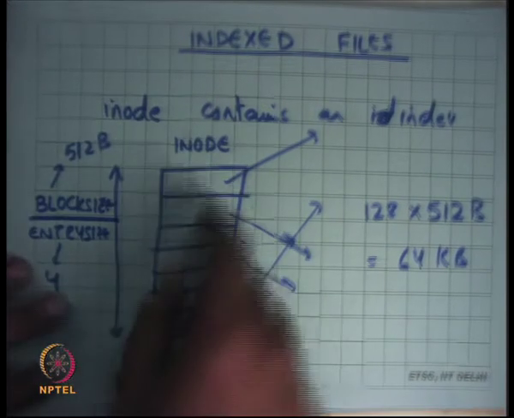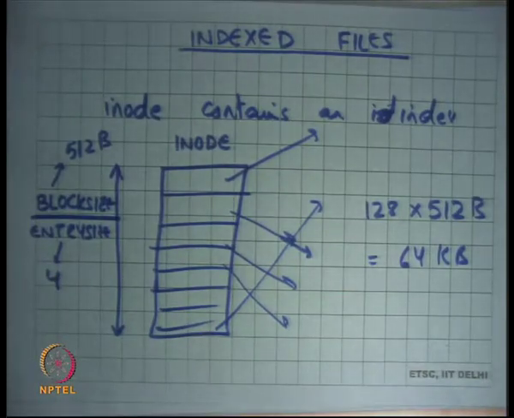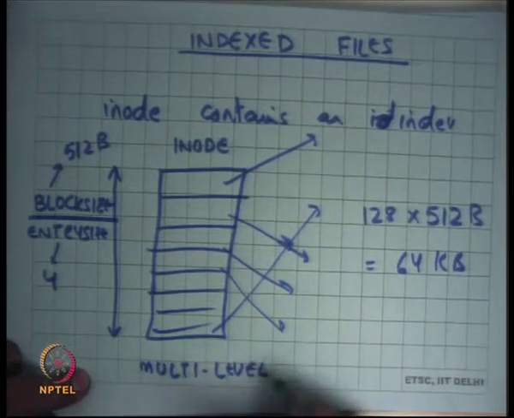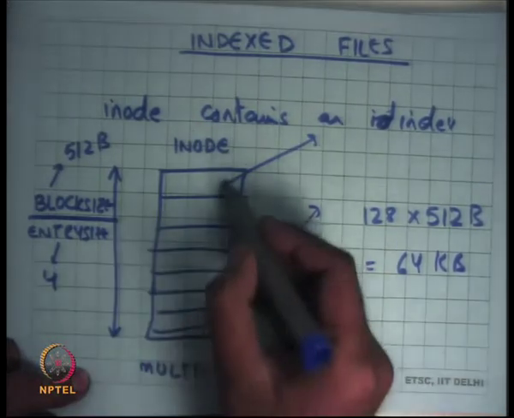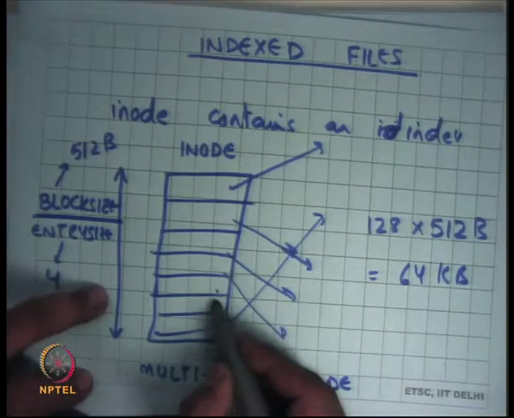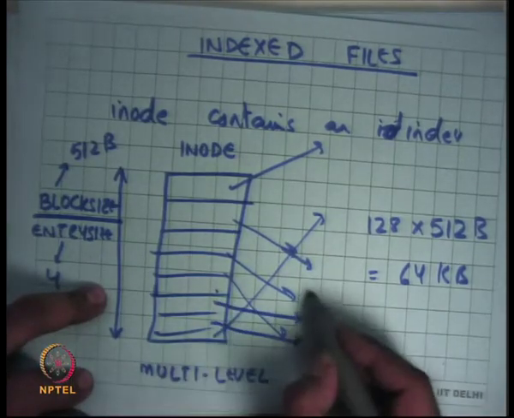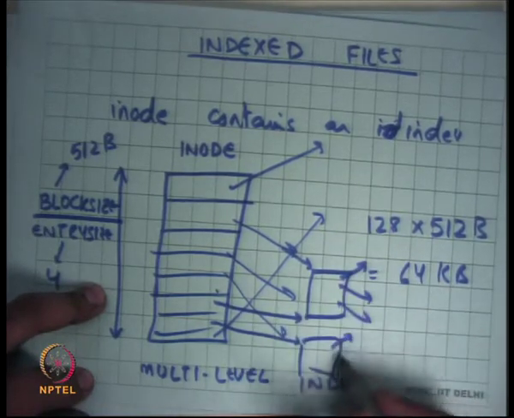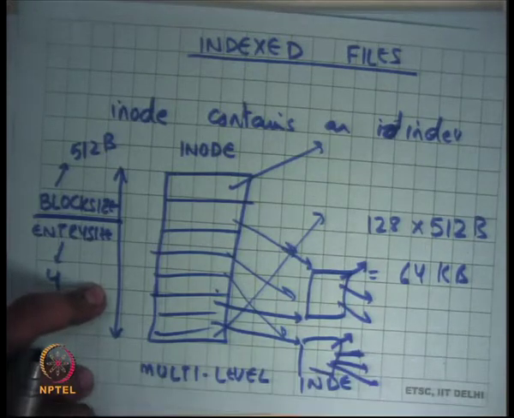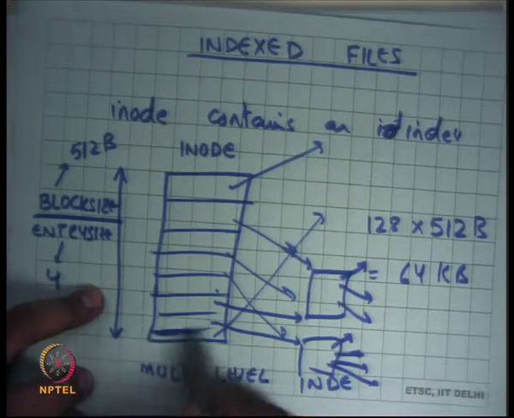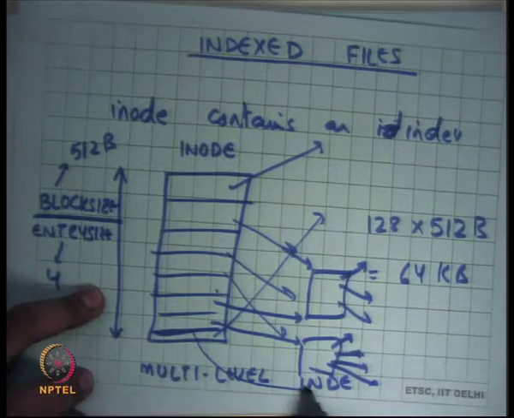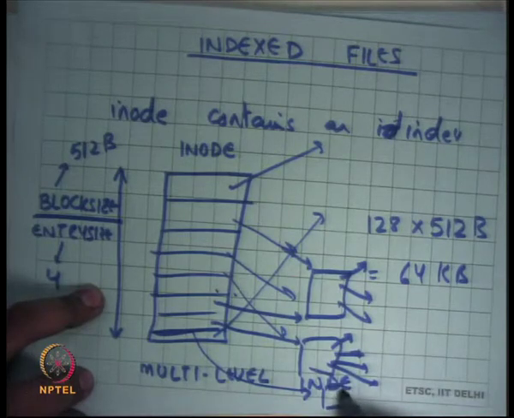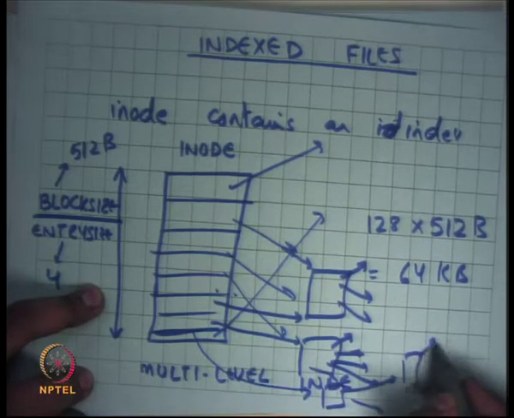So instead of having a uniform two-level structure, what's done is you have a multi-level index. Right? What this means is that the first few entries are single level, then a few entries are actually double level, which means they point to other indexes that point to more blocks, and then the last entry or last few entries are actually triple level. So there's triple level, which means it's a 3-level hierarchy.